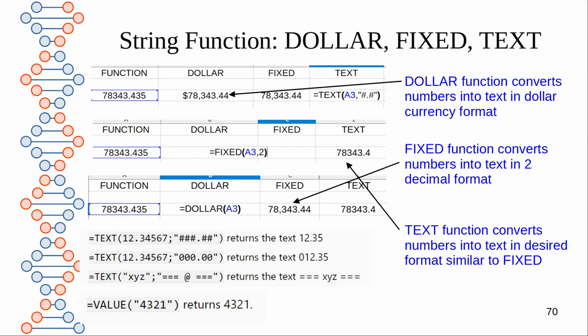And text converts the numbers into text in the desired format, similar to fixed. So basically text also converts a number into text, but you can define the format. Like if you want only a single decimal, hash dot hash means single decimal. If you want three decimals, dot hash hash hash, something like that. So it is similar to fixed. Any questions on dollar, fixed and text? Yes, sir.